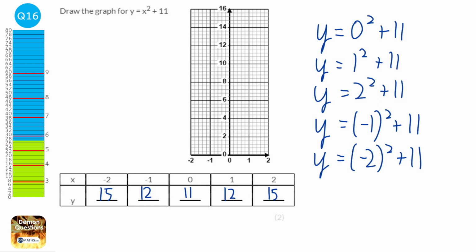Now you can see here we get a nice little symmetry, and we're going to plot this onto our graph here. So 11 is going to be here, 12 is going to be here, so both of these are 12, and 15 is going to be here. Now when you join them up, what you want to do is avoid having a V. Okay, in the mark scheme specifically it says that the bottom needs to be nice and smooth, and avoid something called feathering where it looks like that. You just want one smooth line.